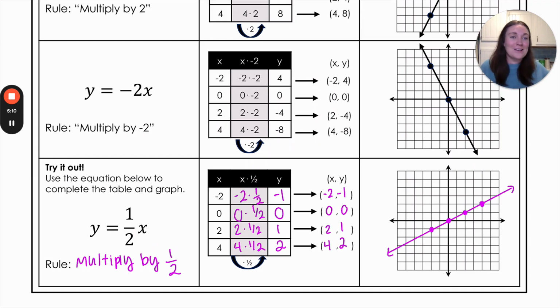So hopefully this was a good introduction to functions. We're getting an idea of all the different ways we can represent them. Now let's go into some more videos to dive deeper into each part of a function.